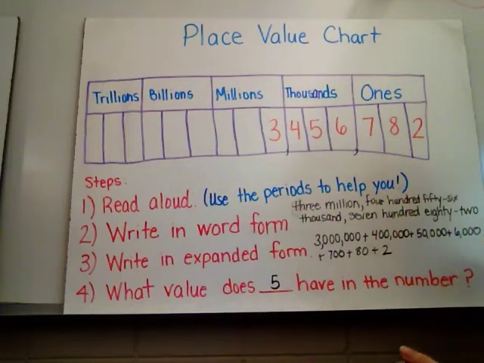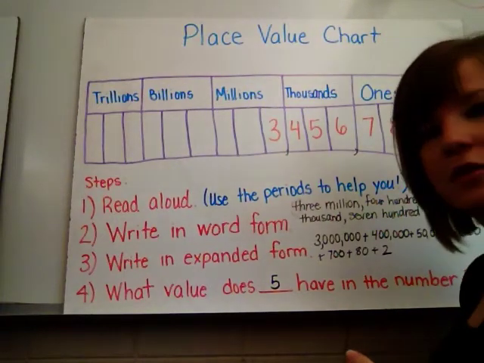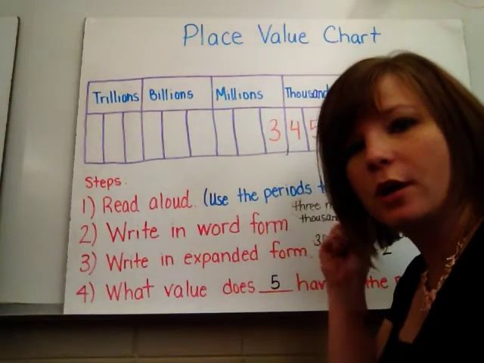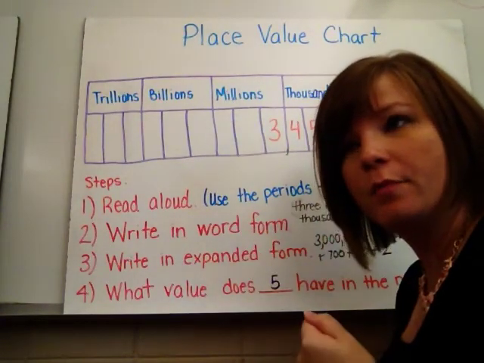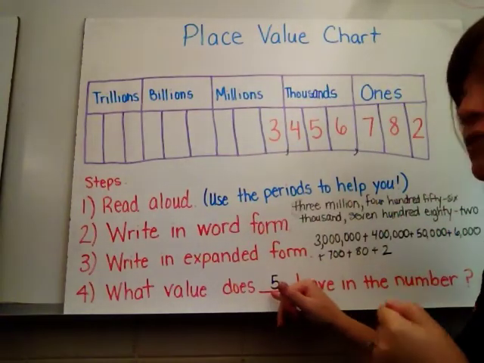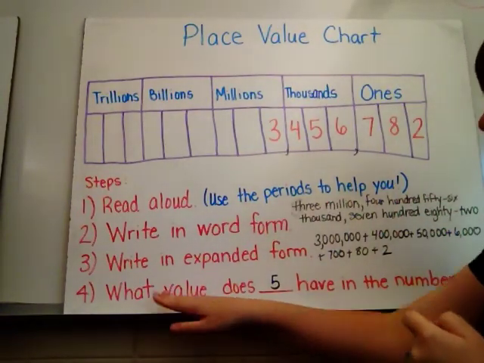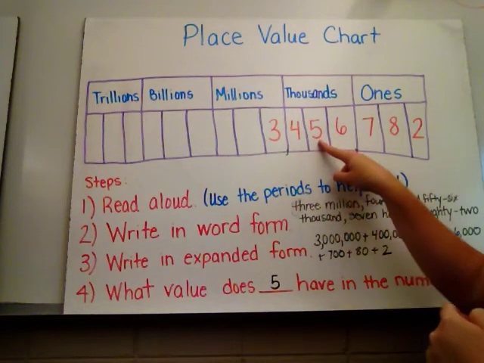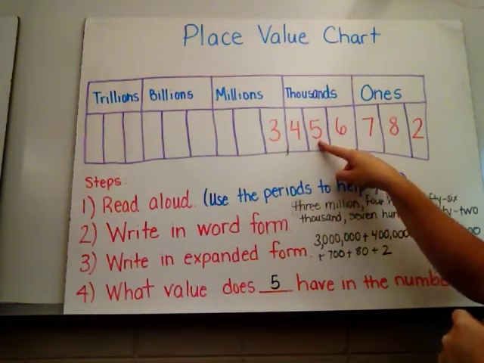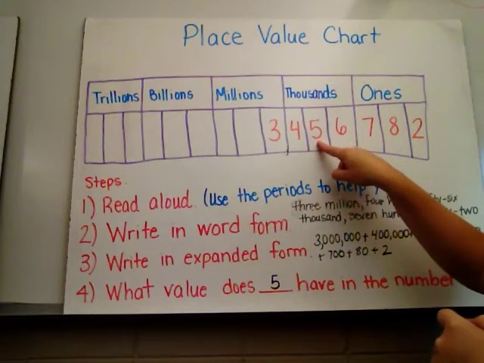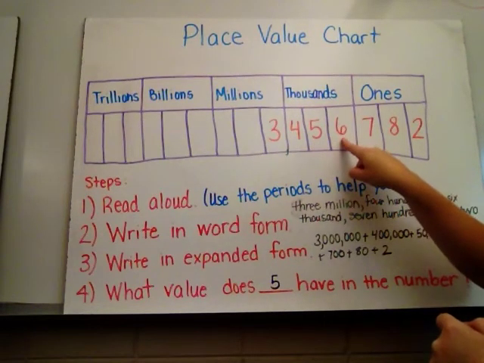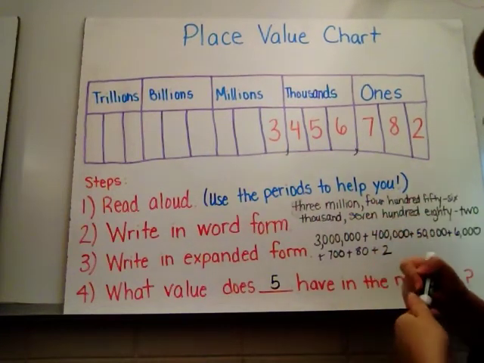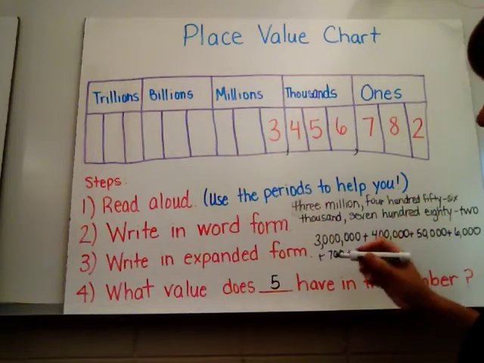And our last step is you might have to answer a question about the value of a certain digit in a large number like this. So I've chosen 5 for our first question. What value does 5 have in this big number? So 5 is right here, and I see that it's in the thousands period, and after it is a 6. So it's 50,000, that's the value of that.